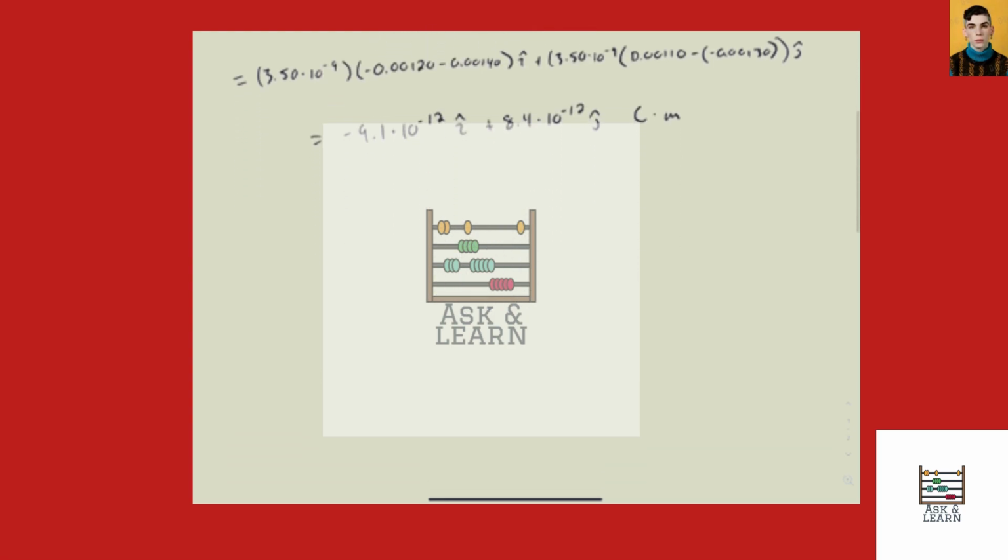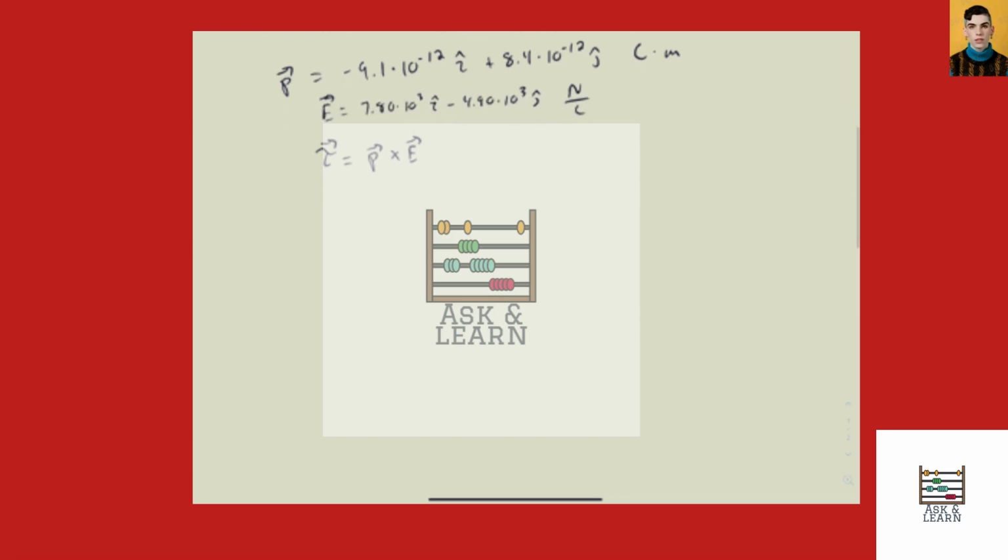Now the torque on this in an electric field is going to be the dipole moment crossed with the electric field. And this is the dipole moment we just found up here. And the electric field is given as 7.8 times 10 cubed i hat minus 4.9 times 10 cubed j hat, and this is in newtons per coulomb.